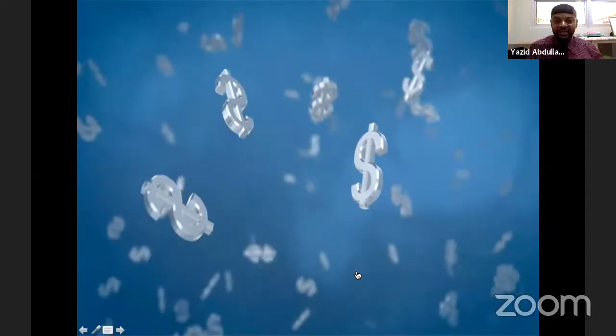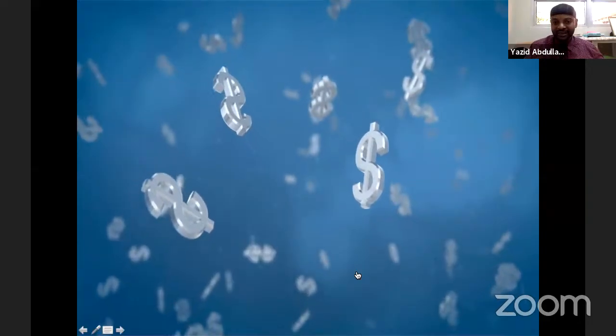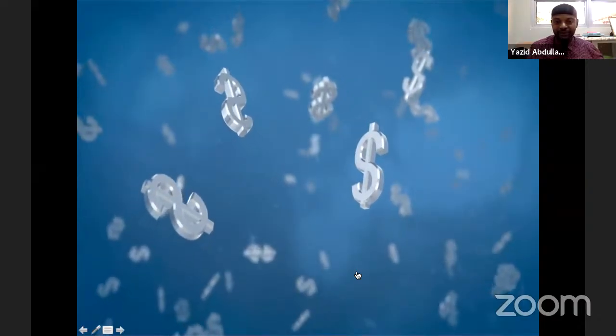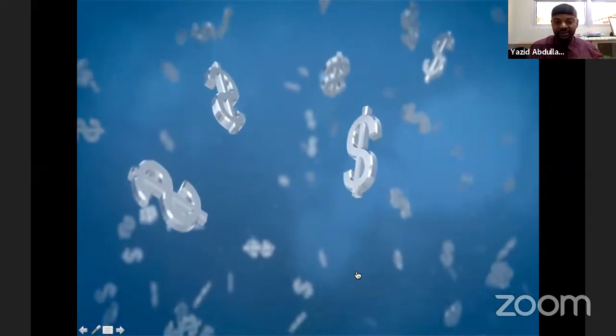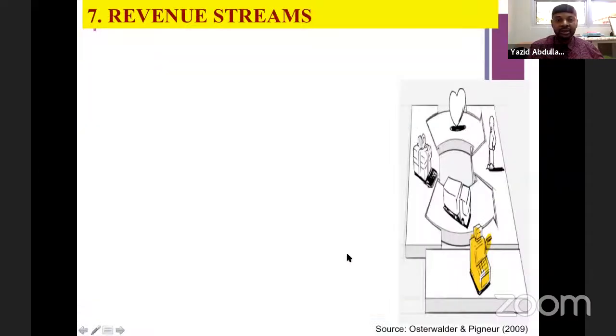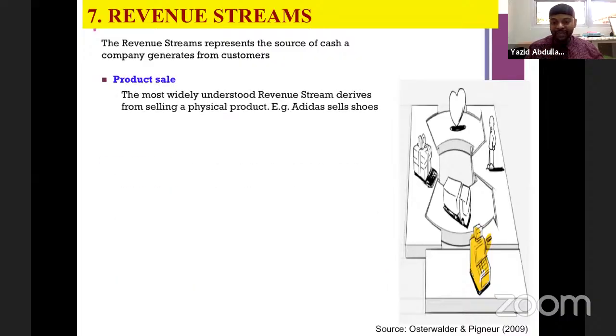The next thing is money. How do you make money with your business? Okay, there are different ways that you can make money, and we're going to look at them now. This is called the revenue stream. The revenue stream represents the source of cash for a startup. How does your startup plan to make money? Okay, there are different ways in which companies can make money.